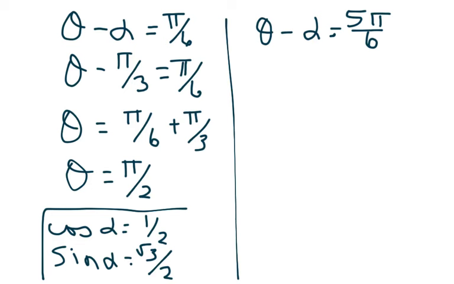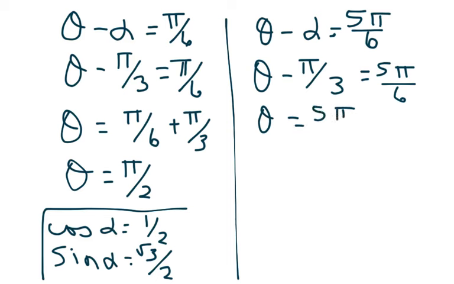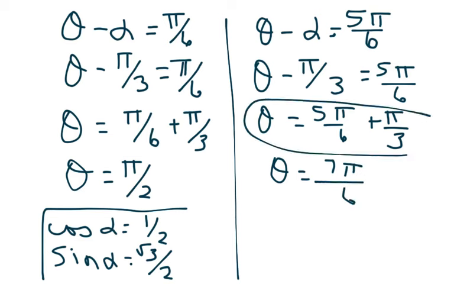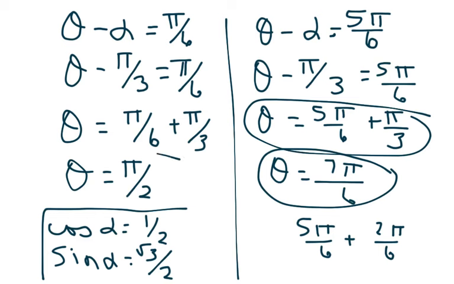Again, don't worry so much about this because it's not going to be on your test. So we have theta minus pi over 3 equals 5 pi over 6, so theta equals 5 pi over 6 plus pi over 3. You get all your common denominator stuff. So theta is going to be 7 pi over 6. Again, this right here would actually be 5 pi over 6 plus, if we need the common denominator, 2 pi over 6. So that would give you that. And those are your two solutions.